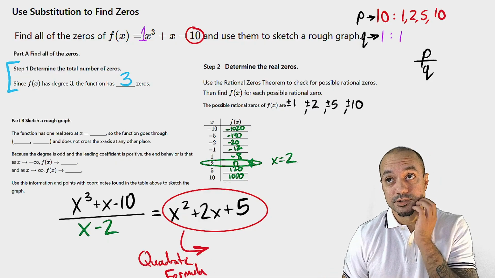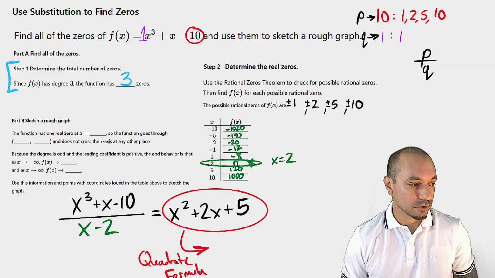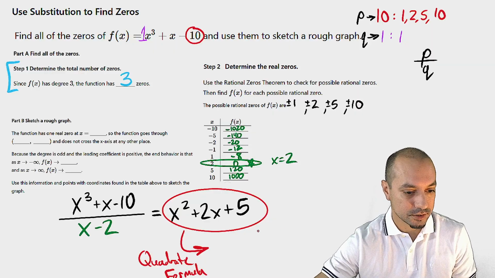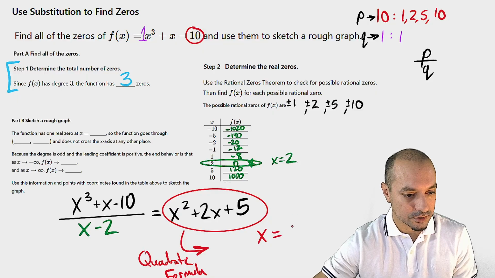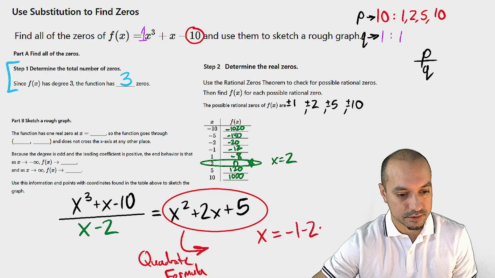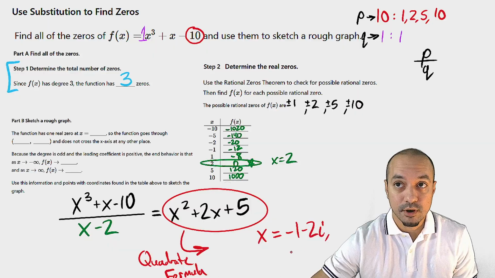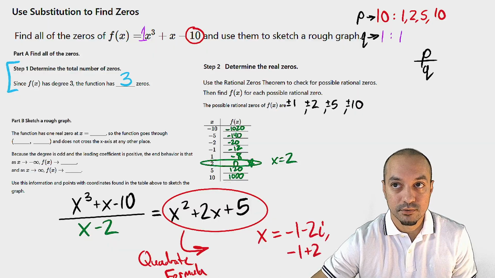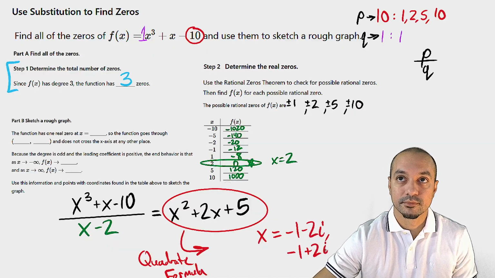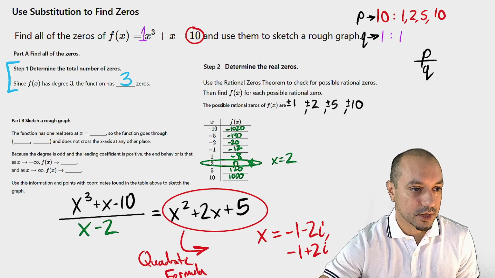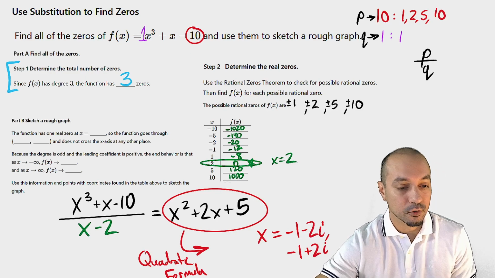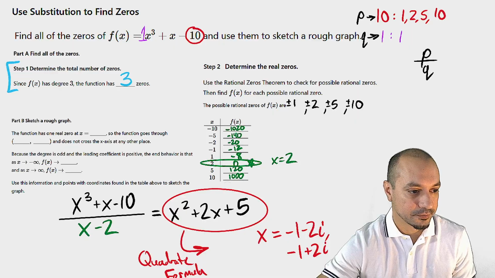Now, when it enters the quadratic formula, I'm going to get two imaginary solutions. I'm going to get that x equals -1 minus 2i, and I'm also going to get -1 plus 2i. So altogether, that gives me my full picture of the polynomial.